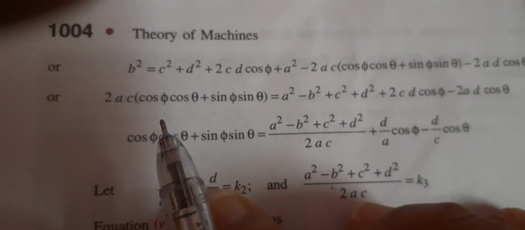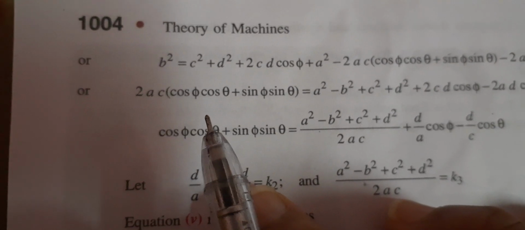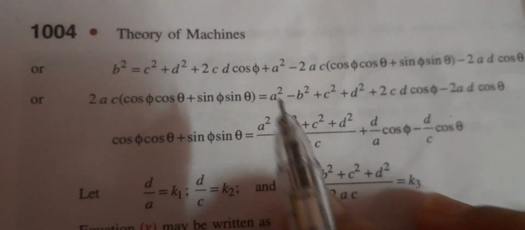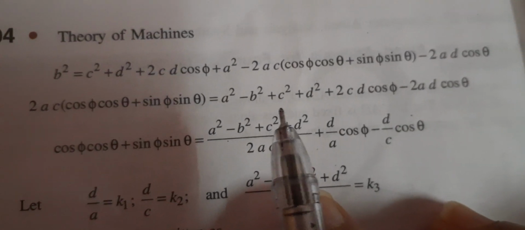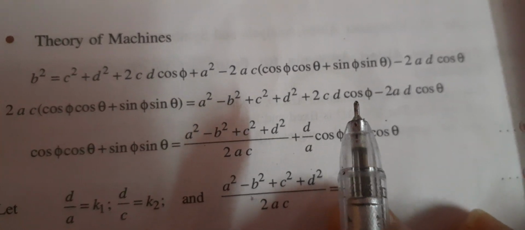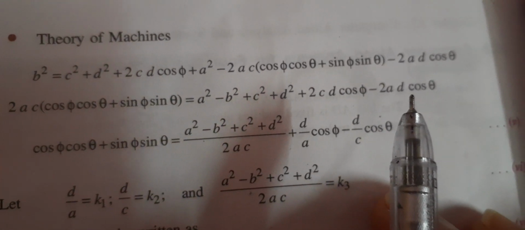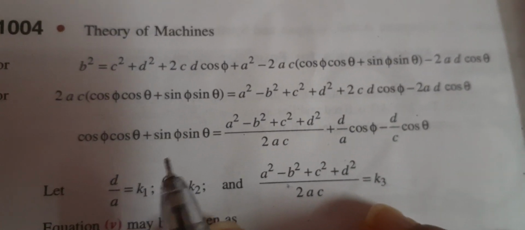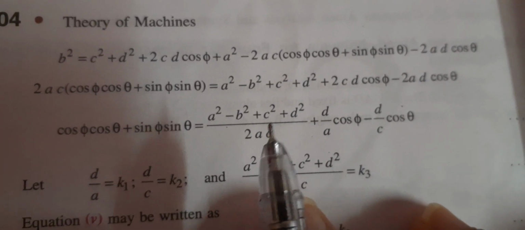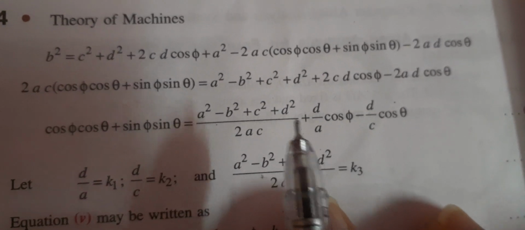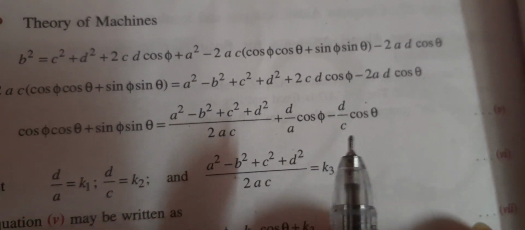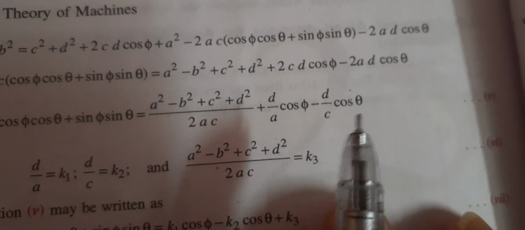Or it can be written this way also: 2ac (cos phi cos theta plus sin phi sin theta) is equal to a square minus b square plus c square plus d square plus 2cd cos phi minus 2ad cos theta. So cos phi cos theta plus sin phi sin theta is equal to (a square minus b square plus c square plus d square) divided by 2ac, plus (d by a) cos phi minus (d by c) cos theta.